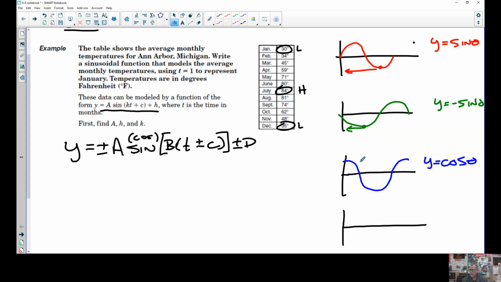So I'm probably not going to use this, but I could, if I wanted to, start here and translate, right? Start at the low and do a translated function.